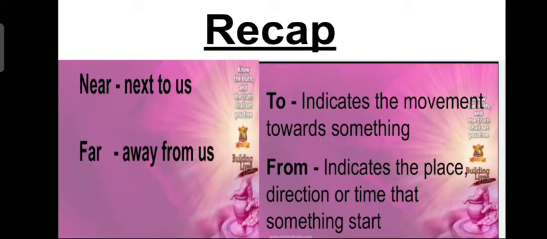And after that, we learned about use of to and from. To indicates the movement towards something, and from indicates the place, direction or time that something starts. It means starting points of something. I really hope this helped you to revise the previous class.